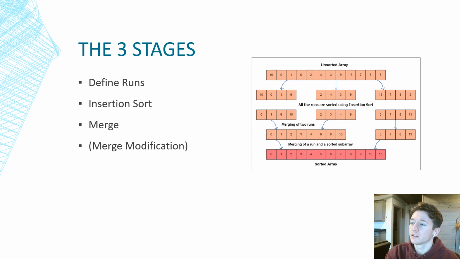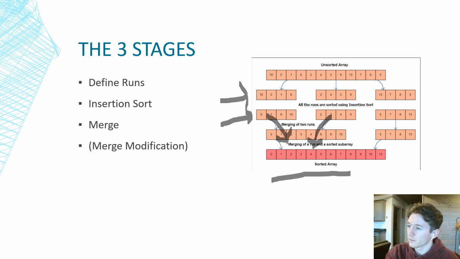TimSort has three general stages. We're going to define our runs, perform insertion sort on these runs, and finally, we're going to merge these runs into our final sorted array. At this point, we're done. We're also going to talk about a merge modification towards the end, but TimSort is much more than just a hybrid of insertion sort and merge sort, and we'll see why shortly.